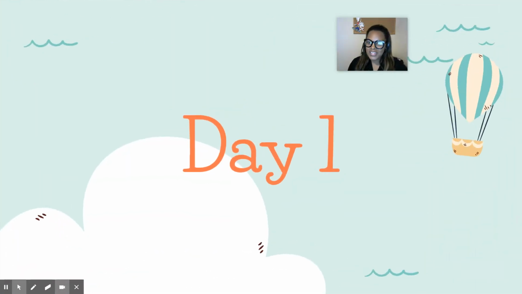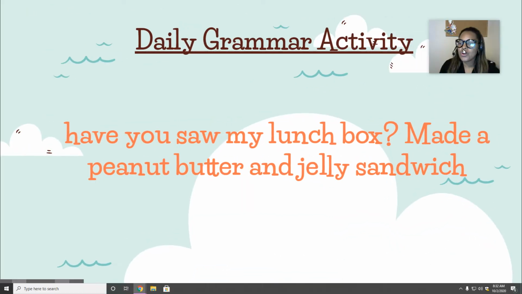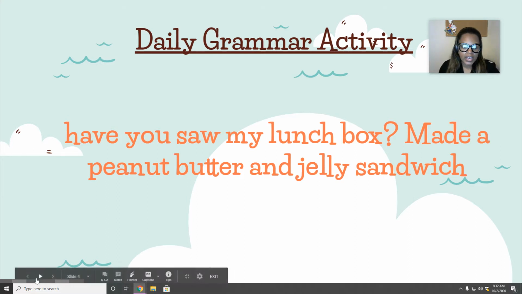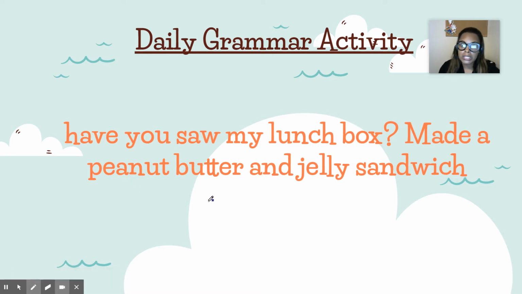So here we go. Here's day one. Let's do our daily grammar activity. We need to fix this sentence, okay? It's not right. So, have you saw my lunchbox? Made a peanut butter and jelly sandwich. So we're missing some things. We're missing some capitals, some punctuation, some commas, some things. What do you think we're missing?